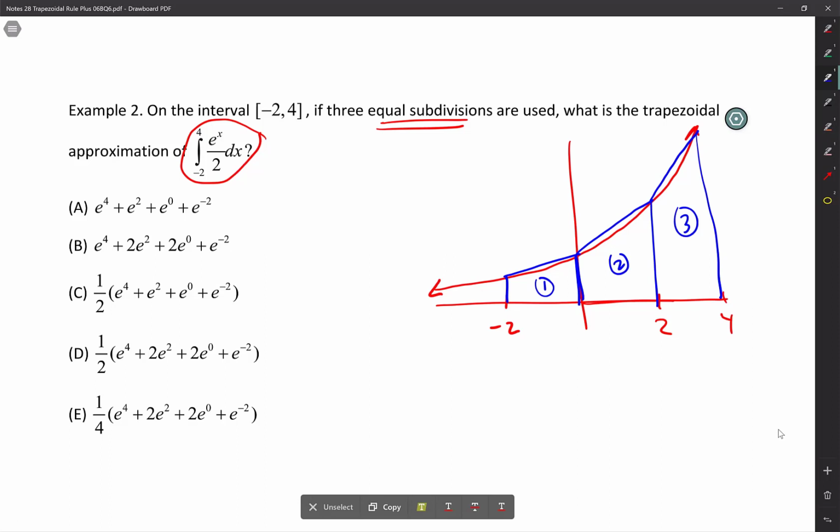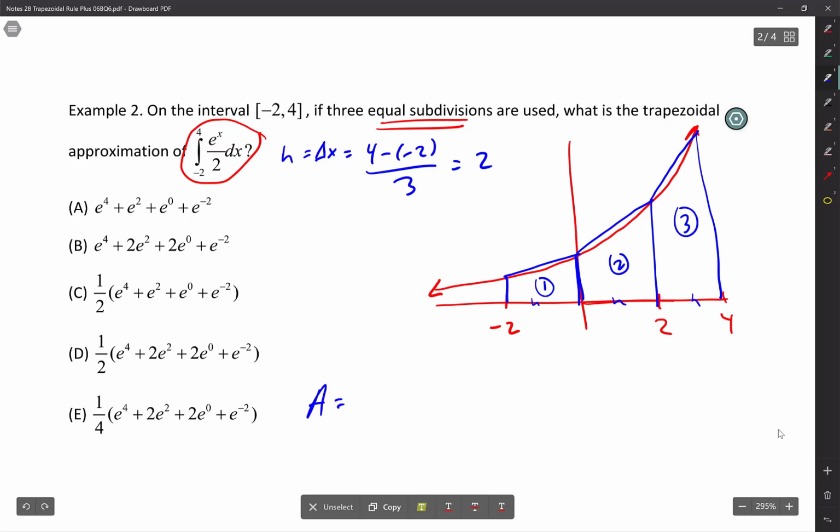I can use my formula. Hopefully you can look at it and know what the height is. Here's the height of each trapezoid there. The height is 2. If you don't know that, no big deal. Just do delta x equals b minus a, so change in x. That's your height. Change in x is 4 minus -2 divided by 3, so you get 2. So here's my formula. Area equals, and I'm going to go back to red, guys, 2 divided by 2. This is my height. They're all the same. And that 2 is part of the formula.